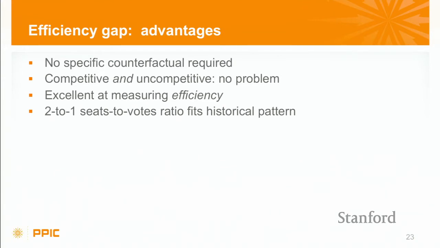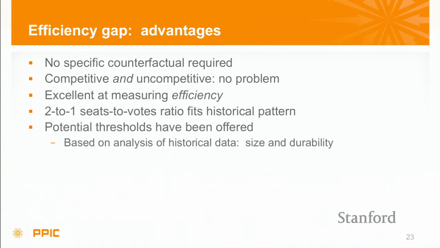It also just so happens that it's a happy coincidence, not because of any sort of deeper mathematical design, the 2 to 1 seats to votes ratio actually fits the historical pattern quite well, so you don't have to ask the courts to completely undo the status quo in every respect.